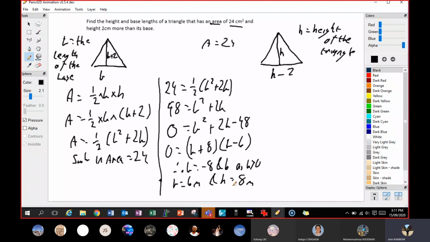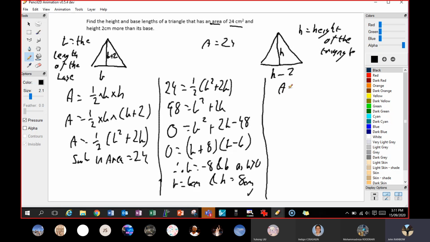6 times 8 is, what are we, 48, right? And half of that will give us 24, excellent, that'll be right. Oh, and it's centimeters. Sorry, it's not meters. Just read the question again. Alternatively, that would have been how you can get that one there. We could have done it this way.